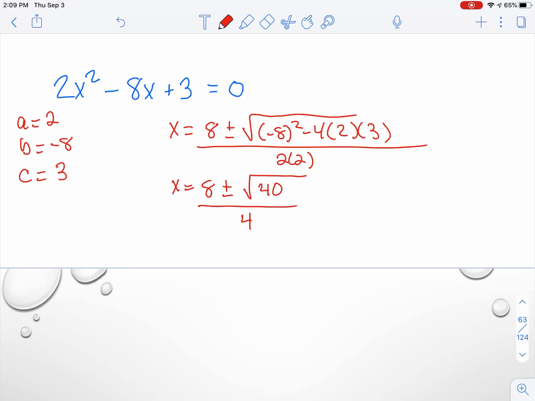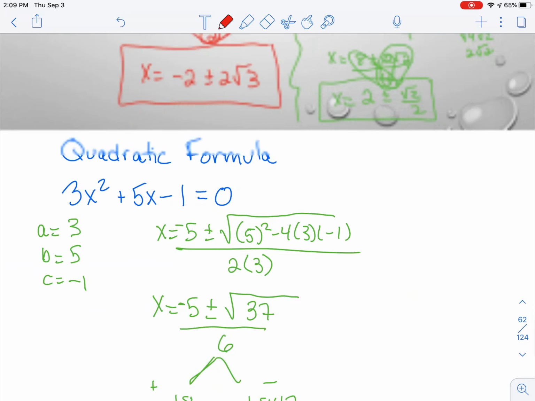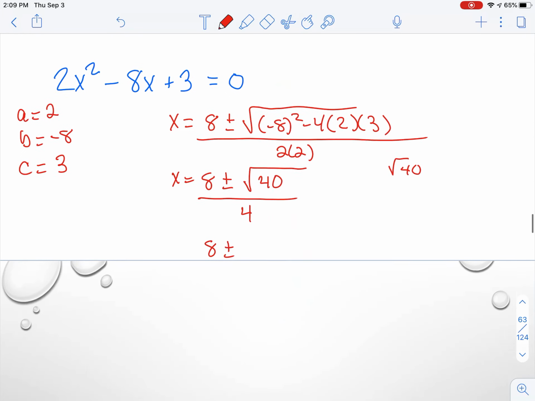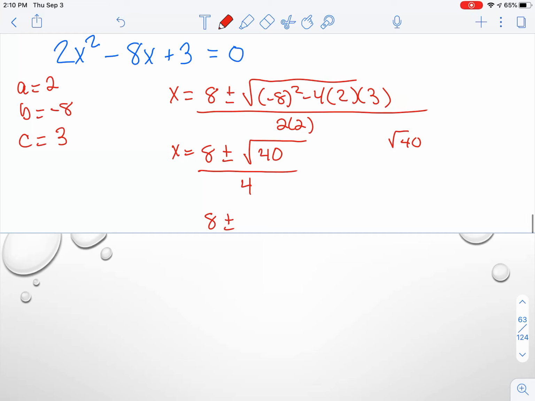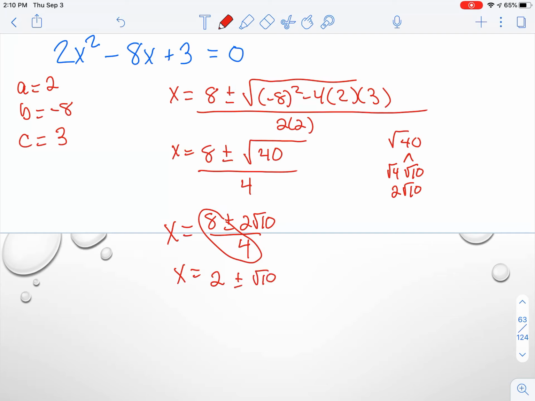If it's asking for the simplified exact solution, the square root of 40 can be simplified. The square root of 4 times the square root of 10, so that'd be 2 root 10. And then clean up. 8 divided by 4 is 2. And then 2/4 is a half. So plus or minus root 10 over 2. All right.